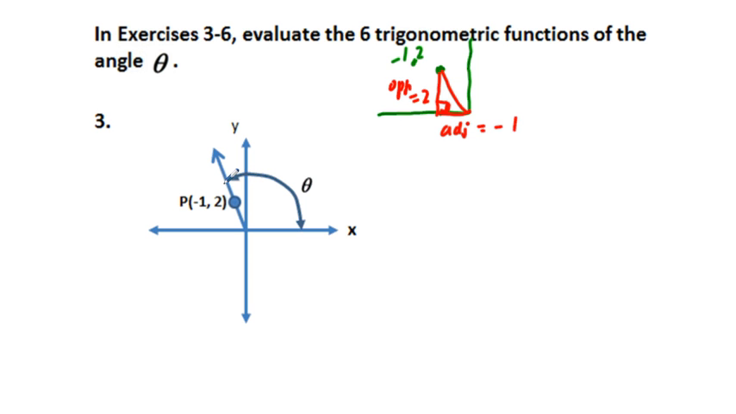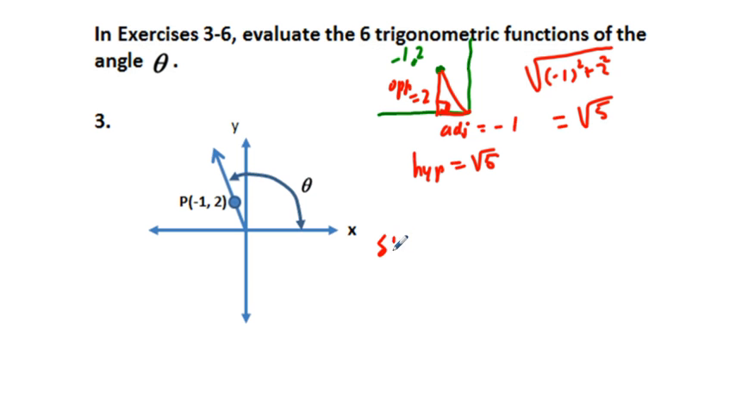And our hypotenuse is going to be the square root of -1 squared plus 2 squared, and that's going to be the square root of 5. So our hypotenuse equals square root of 5.